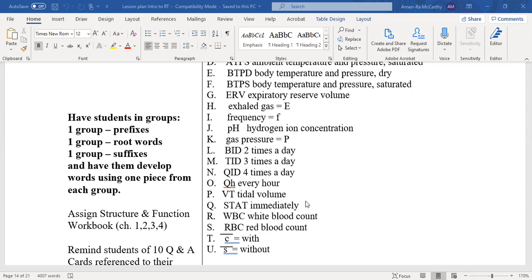Does anybody know where the red blood cells are made in the body? Does anybody know where the red blood cells are produced? What part of the body produces red blood cells?